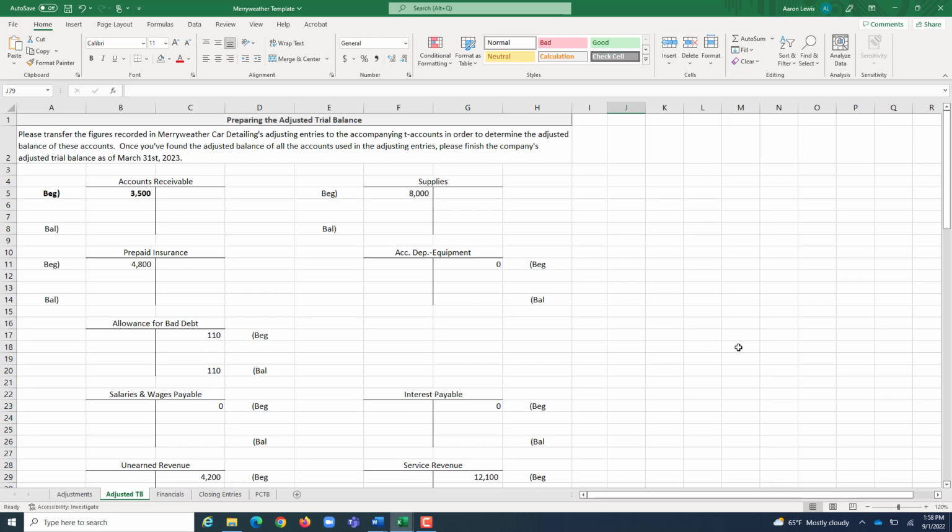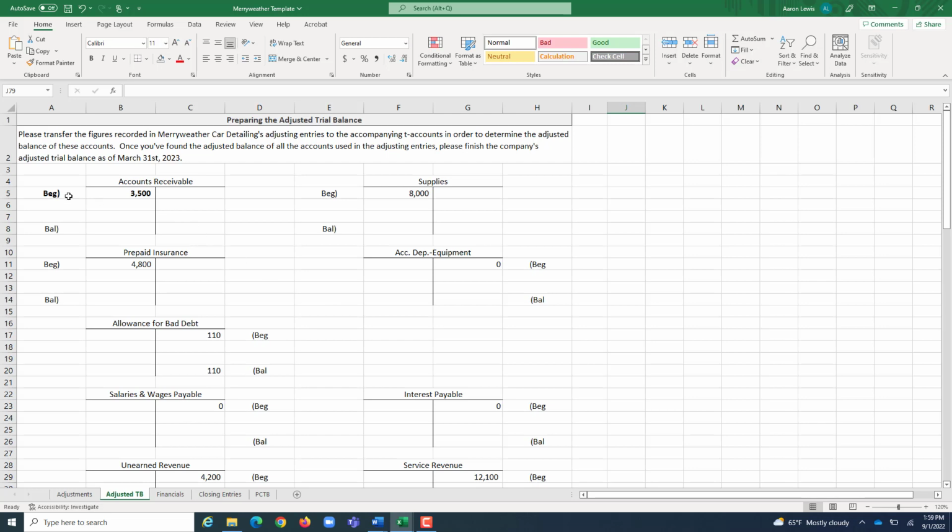While we've recorded our adjusting entries for Merriweather Car Detailing, we still need to transfer the amounts recorded in those entries to the necessary T accounts to figure out what the adjusted balance of those T accounts is so we can prepare our adjusted trial balance. In this example, I've compiled all of the T accounts that were affected by our adjusting entries, so let's go and figure out our new adjusted balance for all of these accounts.